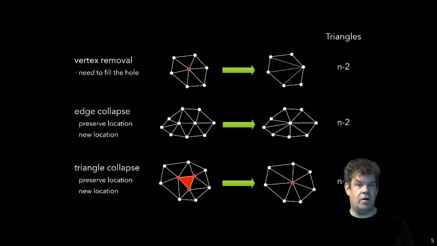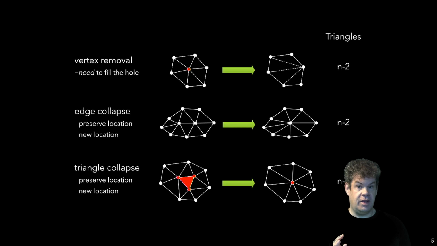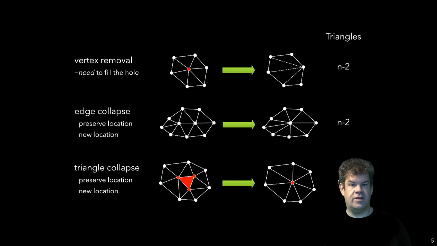The other operation that we could do is, instead of thinking about a mesh as a set of vertices, think about it as a set of edges. And then we can just remove an edge. So basically take 2 vertices and fuse them into one. That's kind of the same thing as an edge removal. And that will automatically close the hole, so no additional work that we need to spend here.